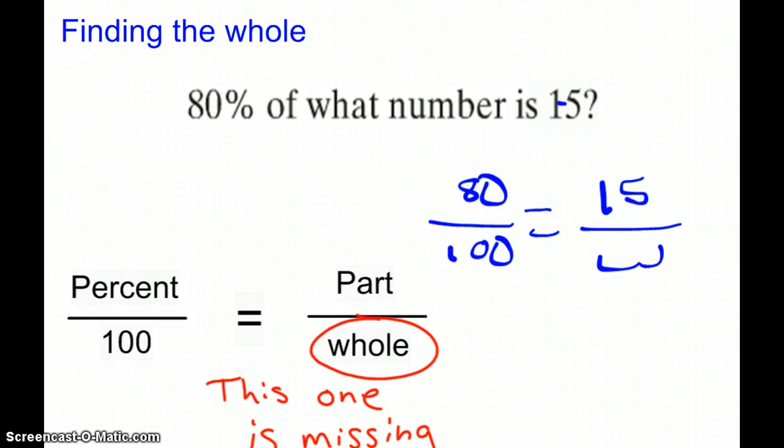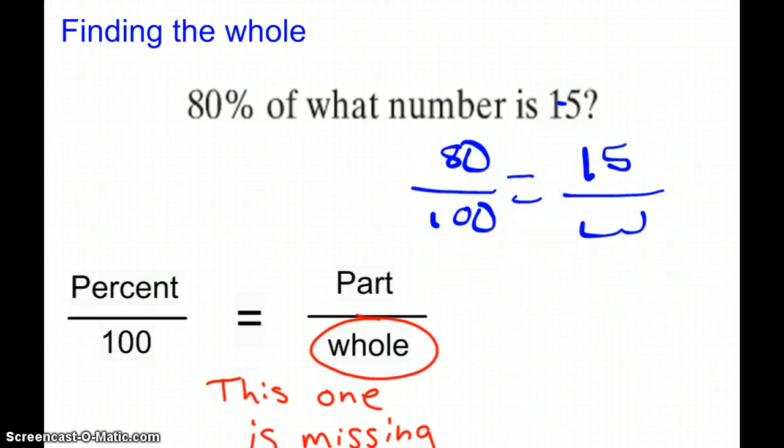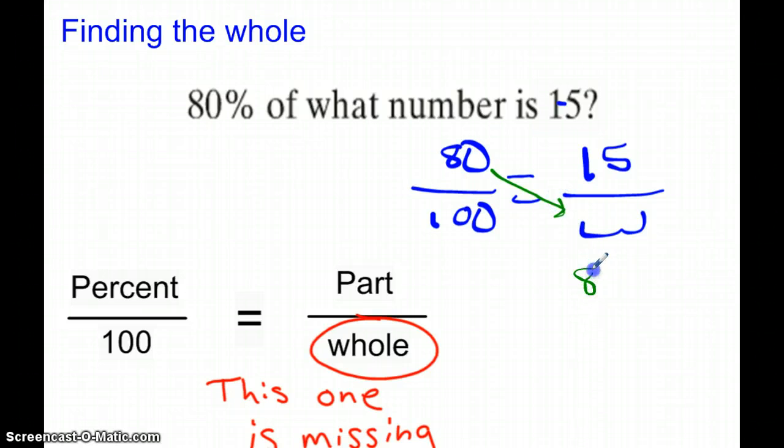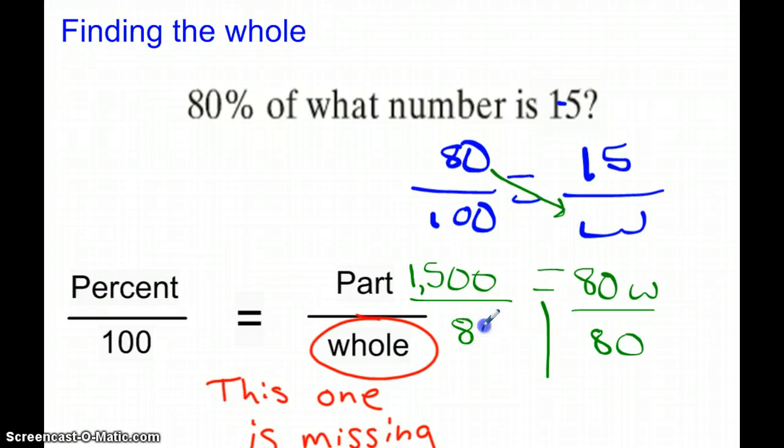Once again, sorry for the sloppy writing. From there, you guys usually know what to do: cross multiply. So we get 80W on one side, and then we have 15 times 100, which should just be 1,500. Then we divide by 80 on both sides, and we get W equals 1,500 divided by 80, which is 18.75. 18.75 would actually be our whole number here.